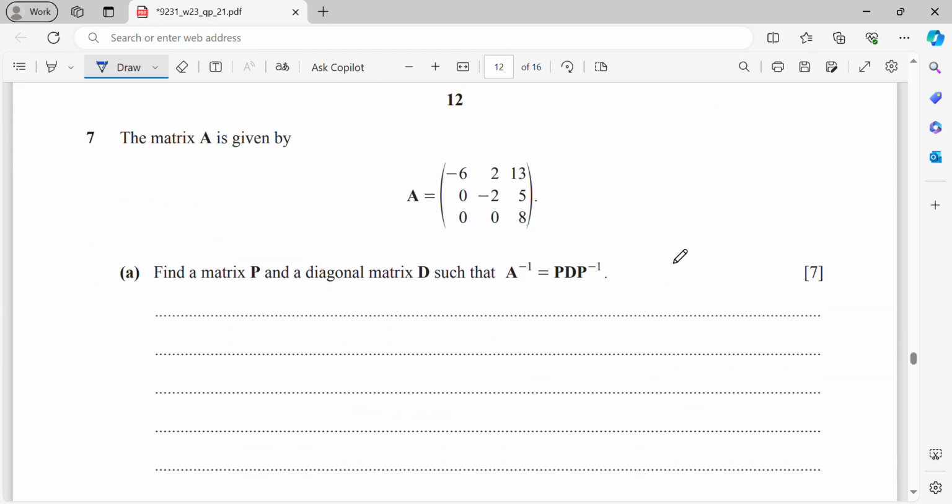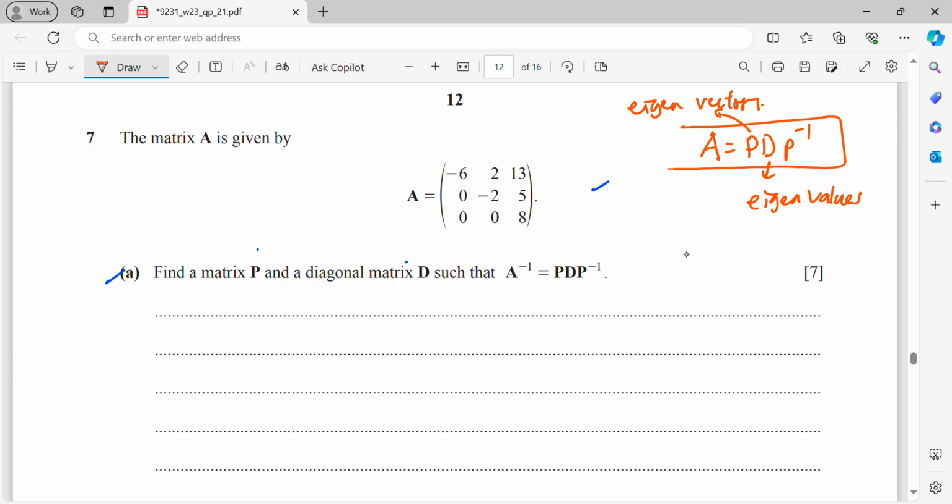Okay, now next question is question 7. Given this matrix A, first part, find the matrix P and D such that A inverse is PDP inverse. Basically, we are getting A equals PDP inverse. D is a diagonal matrix that consists of eigenvalues. And then P is the matrix that consists of the corresponding eigenvectors. This is the general formula.